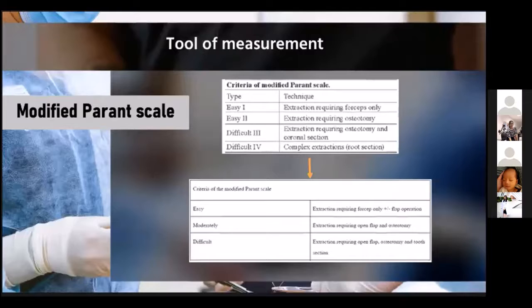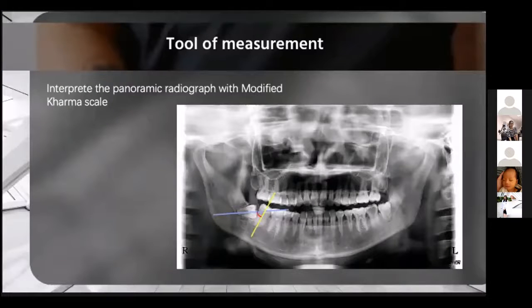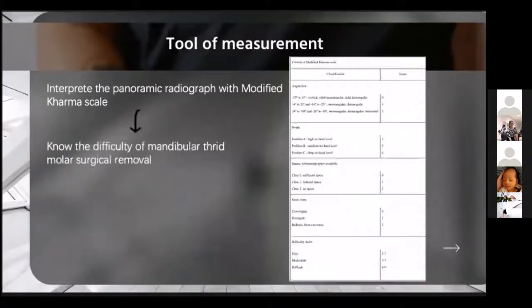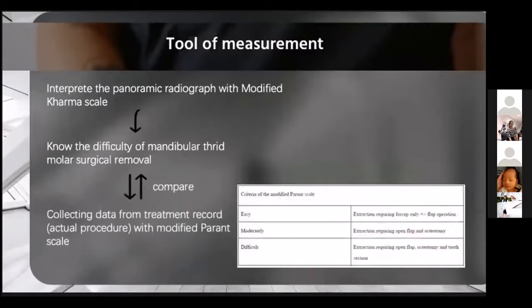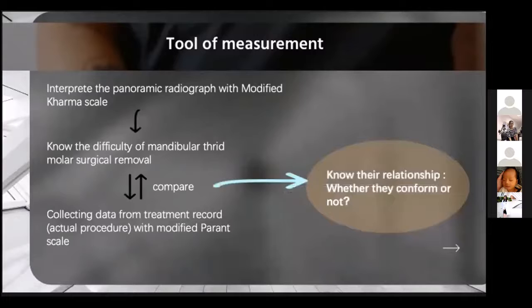For the modified Parant scale, adjustments were made from the Parant scale, where the difficulty index of procedure was divided in 3 levels as easy, moderate, and difficult. First, we will interpret the panoramic radiograph with the modified Parant scale. Then we know the difficulty of mandibular third molar surgical removal. We compare with the data from the treatment record with the modified Parant scale. Then we know the relationship, whether they conform or not.